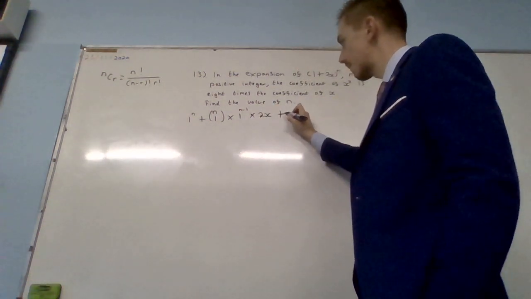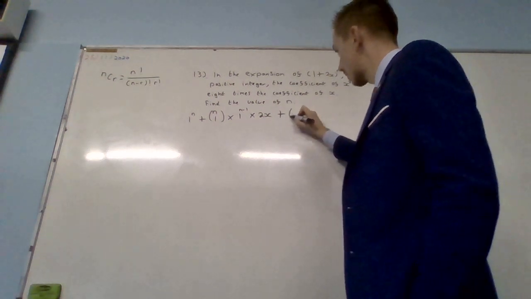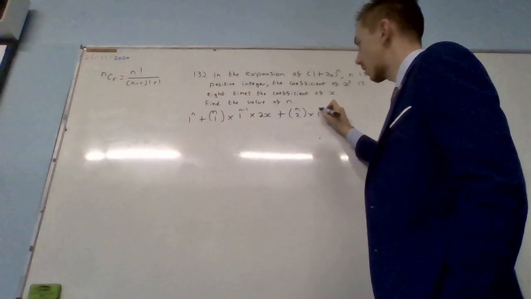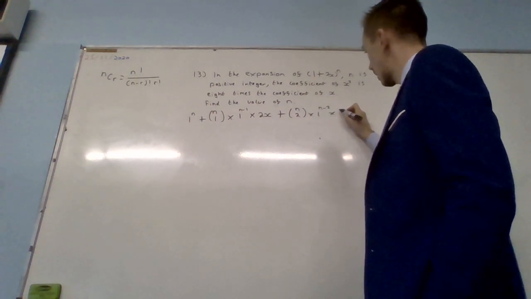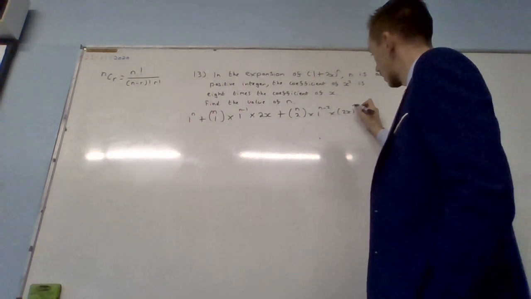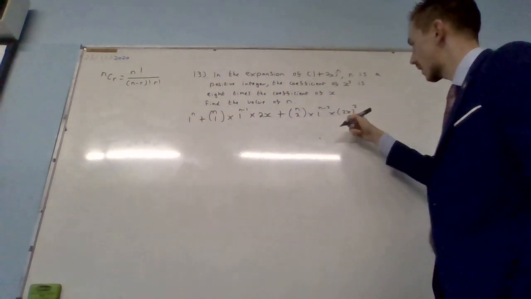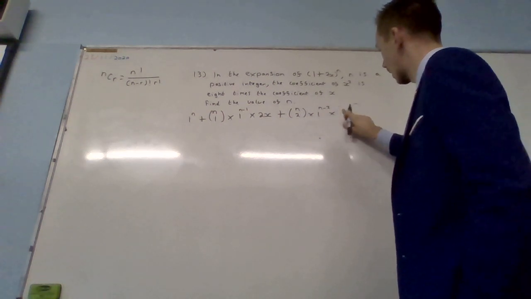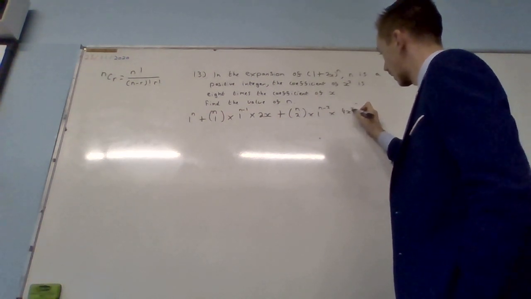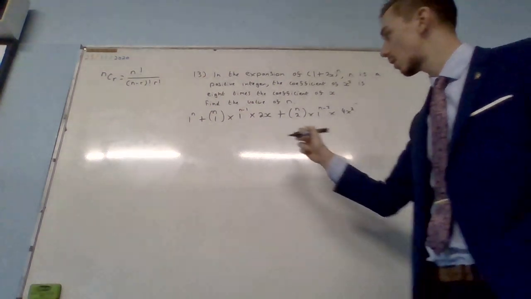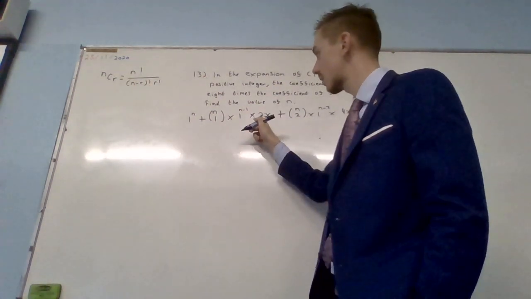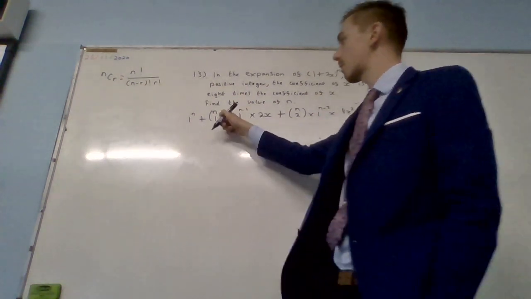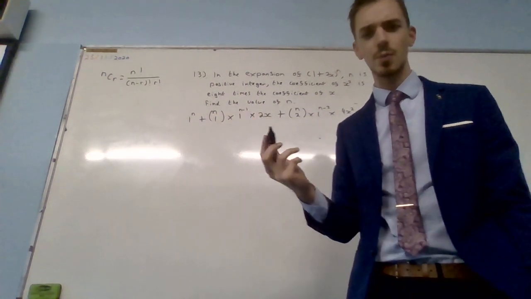Our second term is going to be n choose 2 times 1 to the power of n subtract 2 times (2x) squared. I'm going to simplify this now, so it turns into 4x squared. So here we've now got our coefficient of x and our coefficient of x squared. However, when we've got our n choose 1, we need to find out what n is.